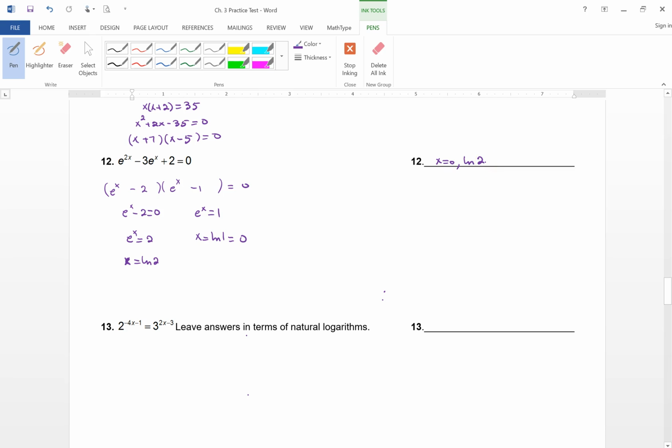If you write down ln of 1 as your final answer, points off. Wait, we can't leave our answer in u form? No, because you're solving for x, not e to the x. Right? Right. Okay, yeah.